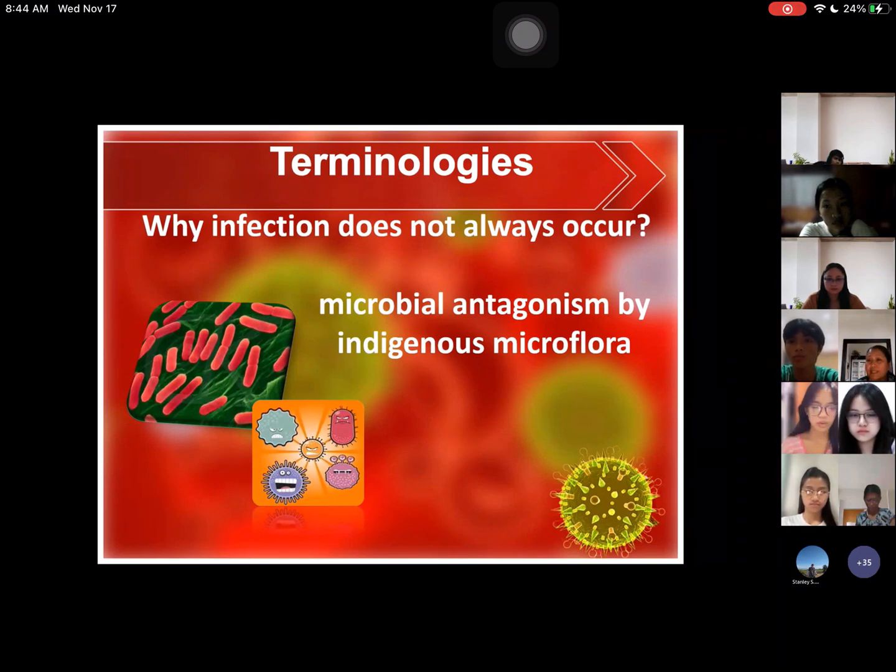So they compete, okay, the pathogens and our indigenous microflora, or our indigenous microbiota, compete for the nutrients available and of course the space. So that's the reason why infection does not always occur. Okay, and then aside from this, our indigenous microflora usually produce toxins that can kill or destroy certain invaders or pathogens.